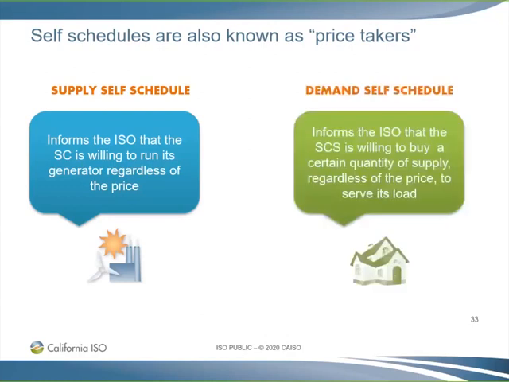On the other side of the coin, a load-serving entity could submit a self-schedule for 100 megawatts of demand in the day-ahead market. This is a signal to the market that they will buy supply no matter what the price is that clears the market. They might do this to ensure that they secure supply to serve their demand in advance of the real-time market because they feel like the price may be higher in real-time than it is in day-ahead.